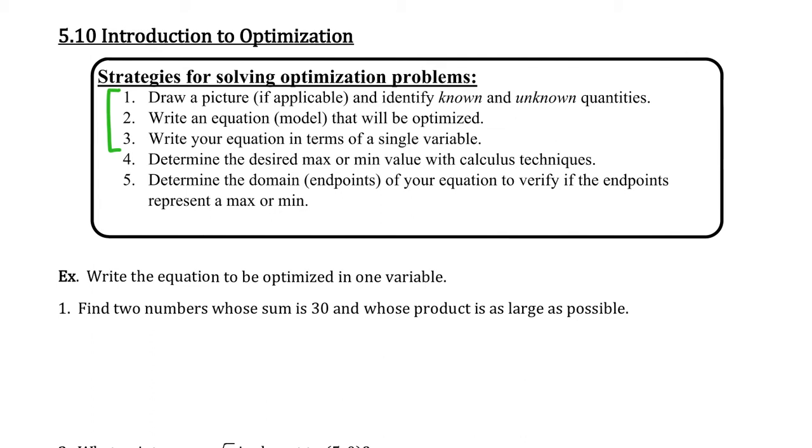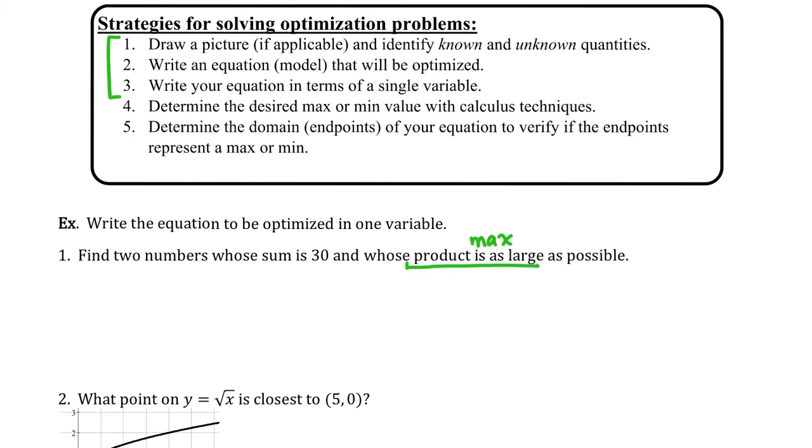Okay, so we're going to write the equation to be optimized in one variable. Okay, what do they tell me? Find two numbers whose sum is 30 and whose product is as large as possible. So what we're actually going to optimize when we do this for real, we want the product as large as possible, so we're going to have to find a maximum product, which we're not doing today, but we will be next time. And remember, maximum and minimum is what we've been doing this whole chapter.